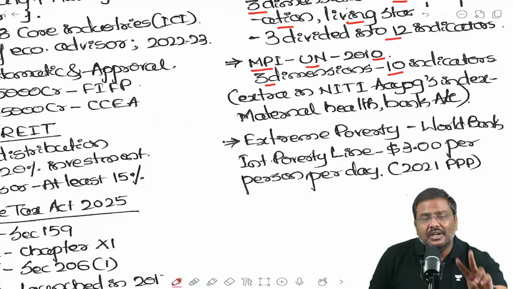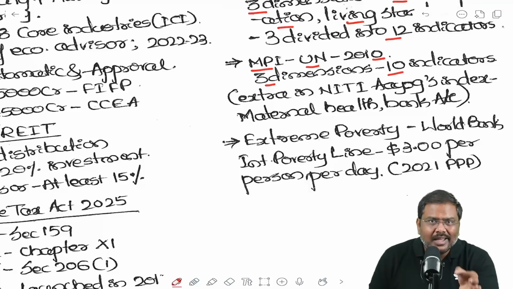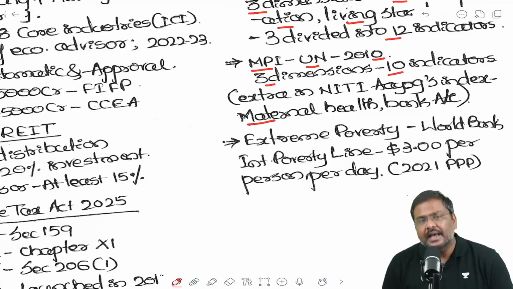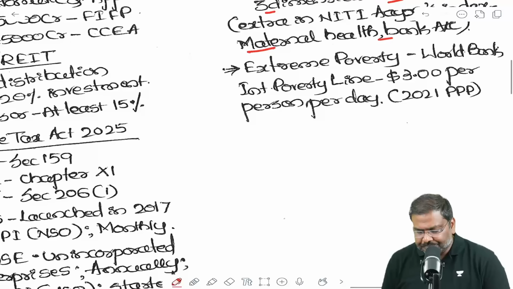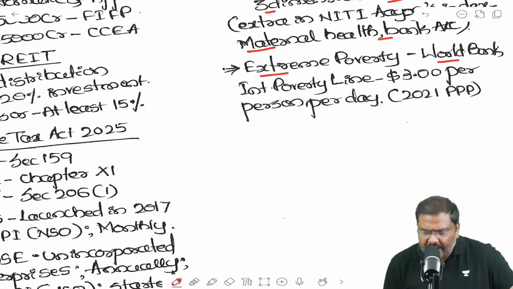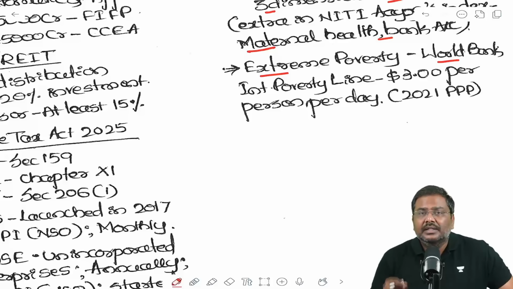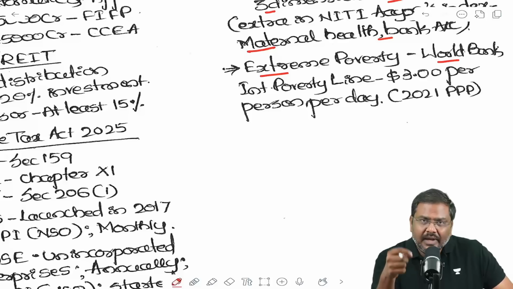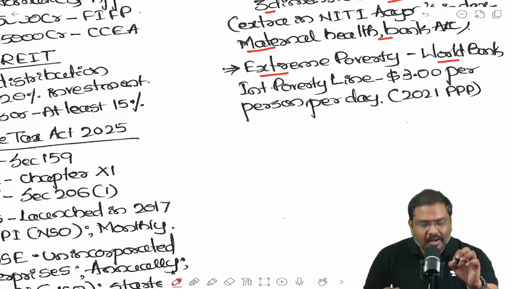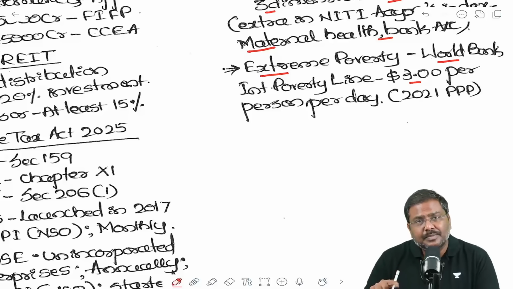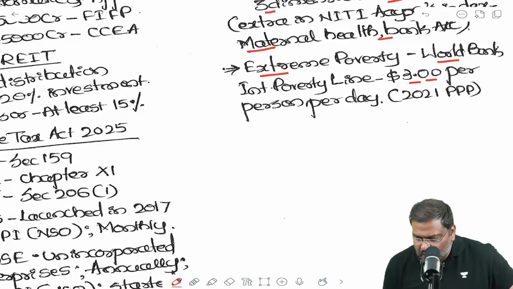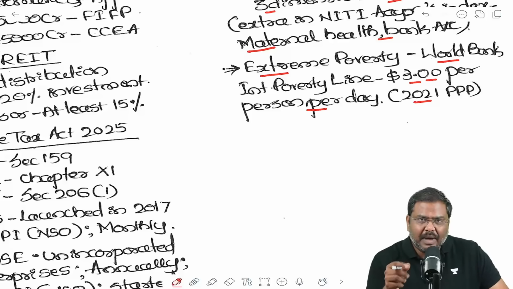What are the two additional indicators published in the Niti Aayog's index? One is maternal health and the second one is bank account. The World Bank very recently has revised upwards the parameter that it uses to classify extreme poverty. Until recently, it was $2.15 per person per day. This has been revised upwards to $3 per person per day with 2021 purchasing power parity.